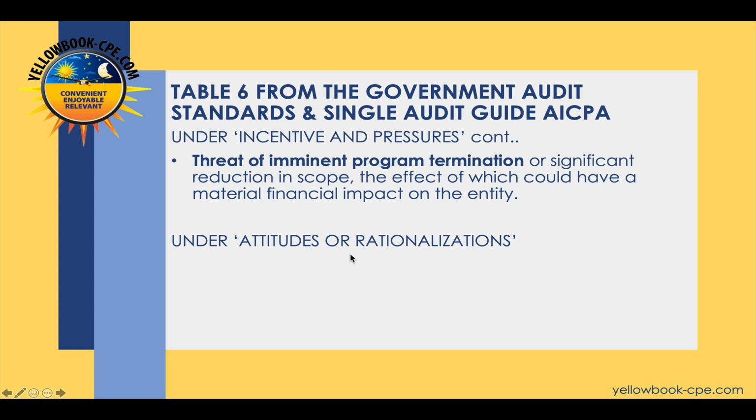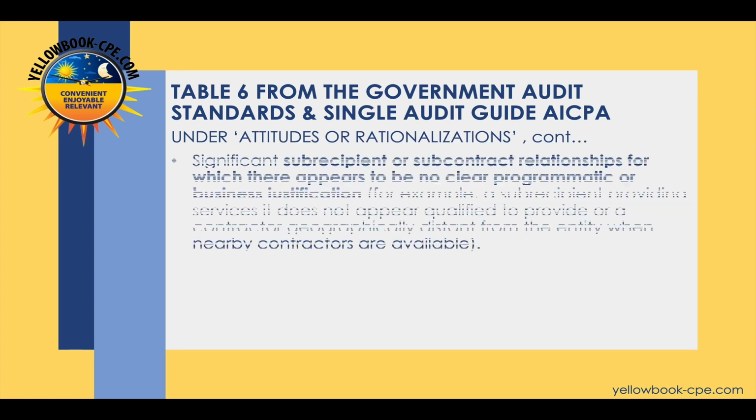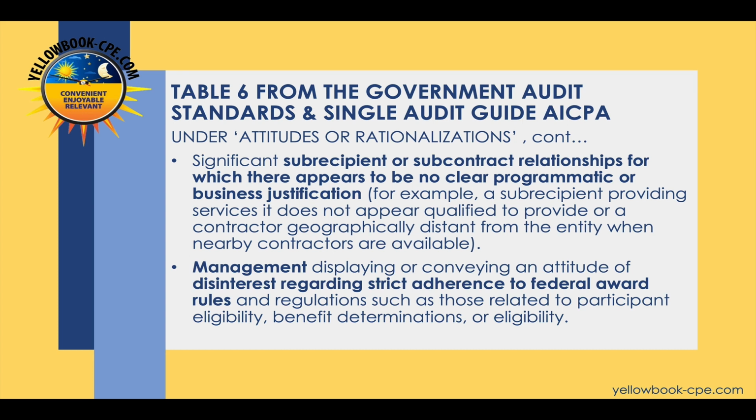Now, the AICPA also came up with some ideas for attitudes or rationalizations that could make someone more prone to commit fraud, such as ineffective communication on the team. Boy, do I see that a lot. We all see that. Subrecipients or subcontract relationships which are not actually necessary. Management is just not interested. Get this one. Management is just not interested in following federal award regulations. It happens.